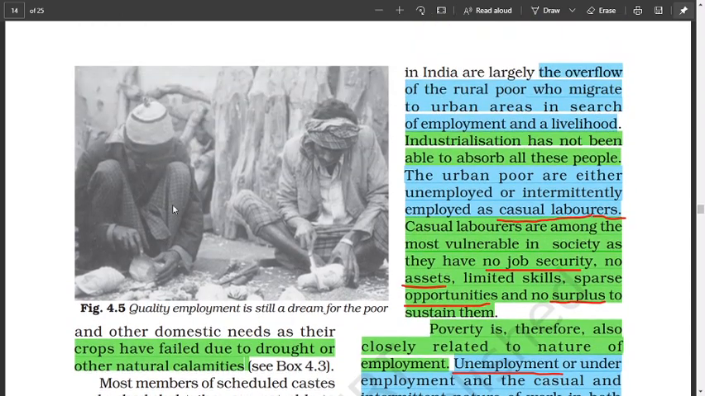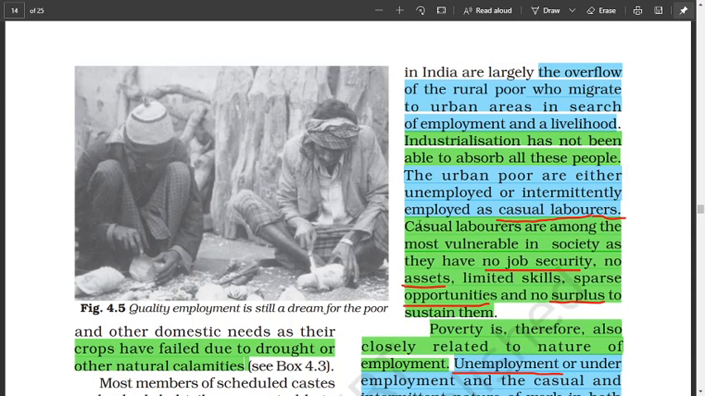If we look at urban areas, in cities and metros, there is a larger scope for employment there. So people from rural areas migrated for a better livelihood. But it's not that they were sure to get employment there, because even in urban areas, industrialization could not absorb all these people. They failed to find employment in industries and in the services sector. So most of them are casual laborers, and sometimes they get jobs, sometimes they don't.